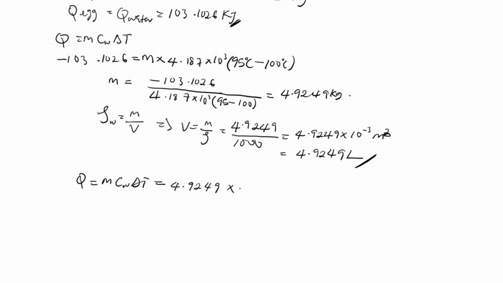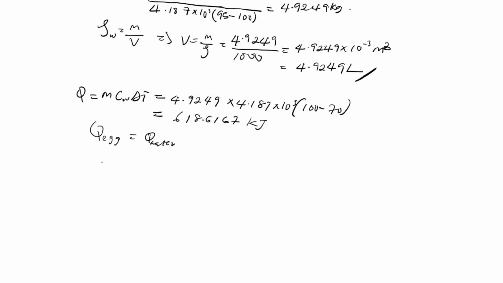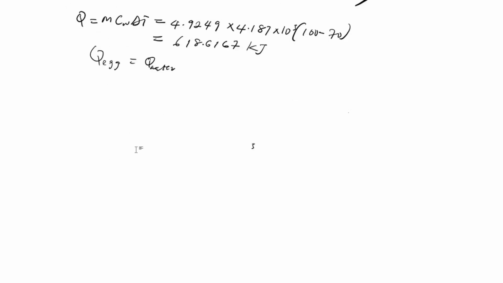4.9249 multiplied by the specific heat capacity of water, which is 4.187 times 10 raised to the power of 3 because it is kilo. Then our change in temperature, which is 100 minus 70 as the case may be. So if you compute this very well, you're going to have 618.6167 kilojoules. The heat lost by the water to that of the egg.